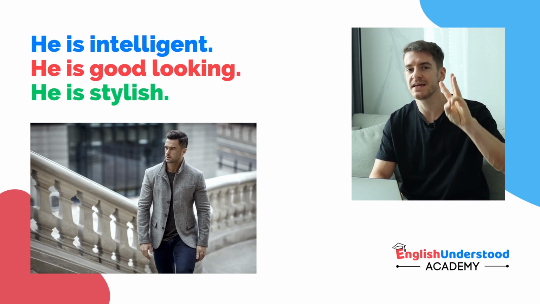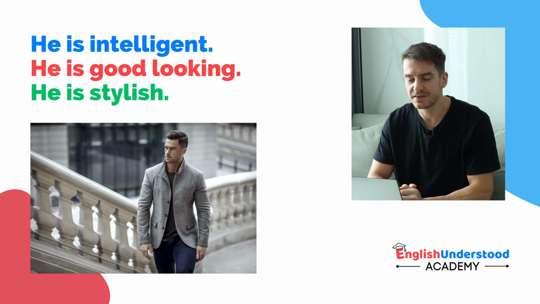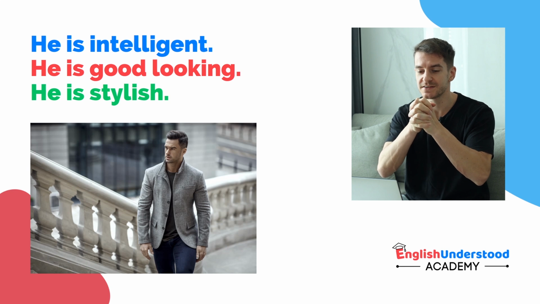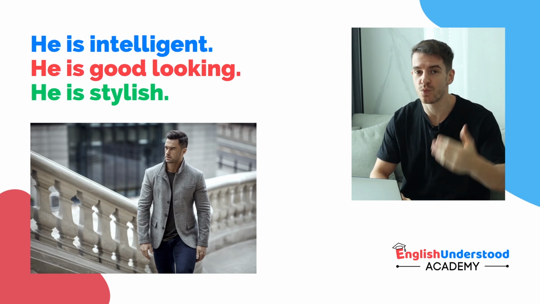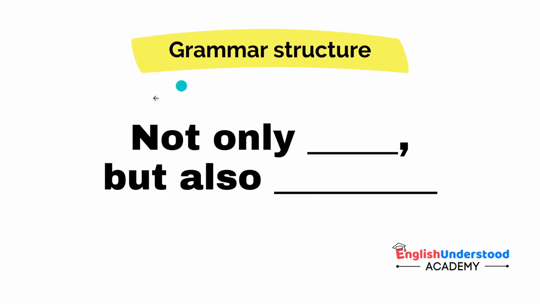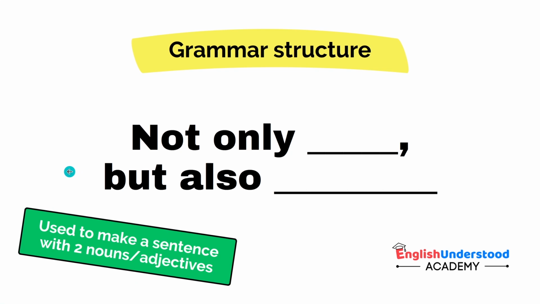We've got 3 sentences, but it would be more interesting if we could join those 3 sentences and just make one sentence. So let's have a look at our grammar structure for today. That structure is not only, but also. So this is a grammar structure we can use to make a sentence with 2 nouns or 2 adjectives.